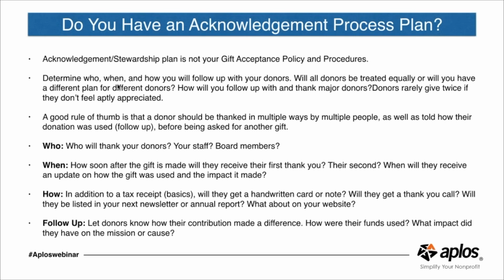One of the things I want to highlight is that what we're not talking about here is your gift acceptance policy and procedures. Some of you might have a formal one of these, and some of you may have an informal one. Larger organizations, especially universities and hospitals, tend to have a very formal policy and procedures. This covers things like the kinds of gifts you accept and who's responsible for depositing. What we're really talking about is how you determine who, when, and how you will follow up with your donors. Will all donors be treated equally, or will you have a different plan for different types of donors? That's the acknowledgement process plan we're talking about here.